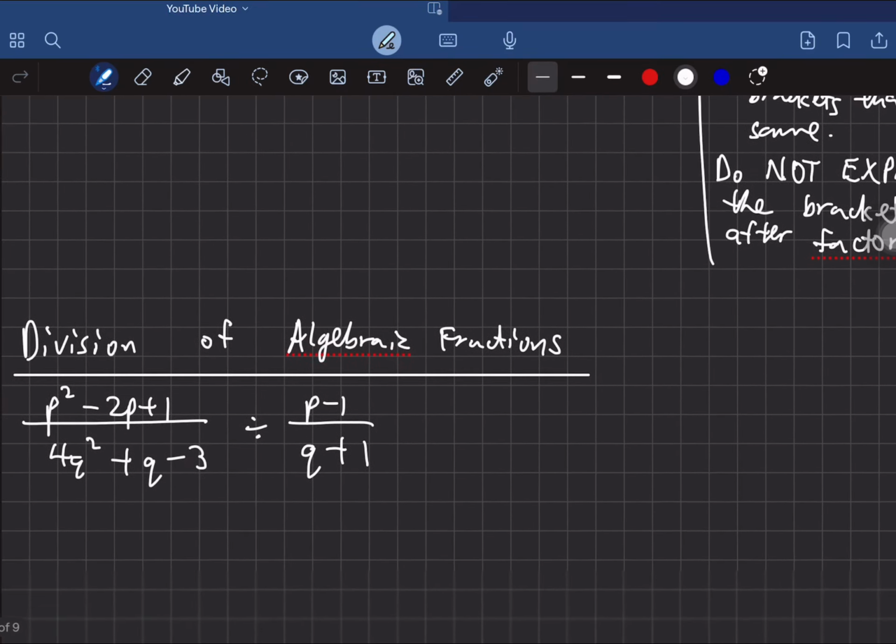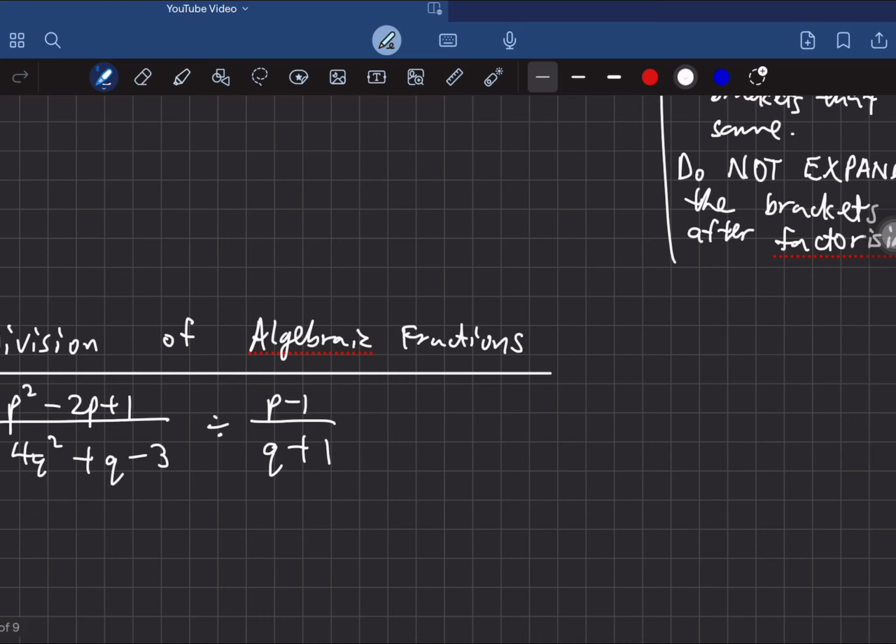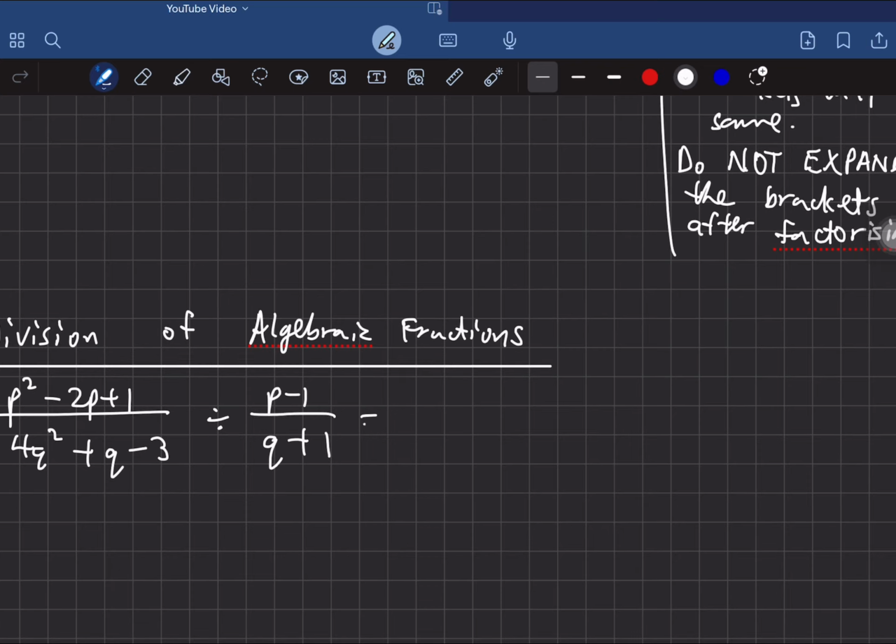Okay, then how about division? Division, we're using the KCF, and take note, after we factorize, please do not expand the bracket. The flow of factorization is that after we factorize, we will cancel any like terms or bracket that's totally the same. So after that, we will not expand the bracket anymore. So please take note. So this is division. So division, we'll be using KCF, keep, change, flip.